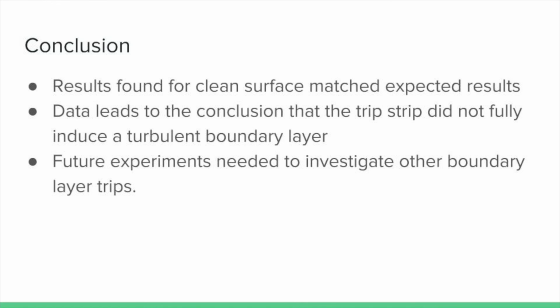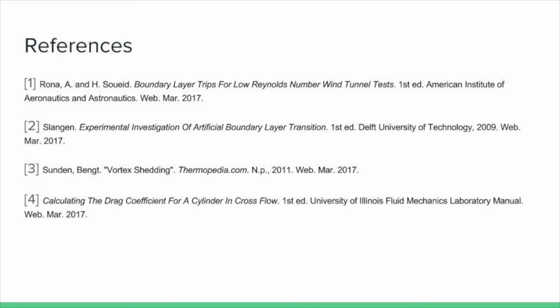Therefore, it was assumed that the trip did not cause the full transition into a turbulent boundary layer on the surface of the cylinder. Future experiments should investigate different methods of tripping the boundary layer in order to better achieve turbulent flow around the cylinder and better analyze the effects of delaying the separation point. It would also be beneficial to extend the experiment to higher Reynolds numbers in order to further observe the effects of the flow around the cylinder.